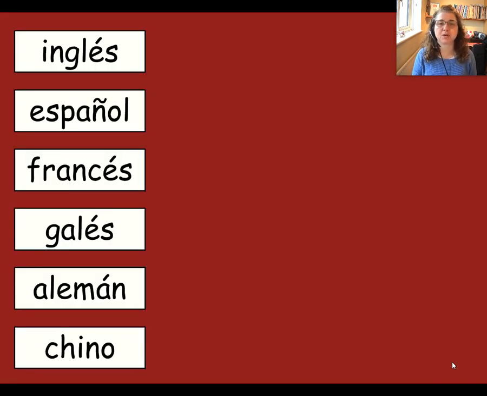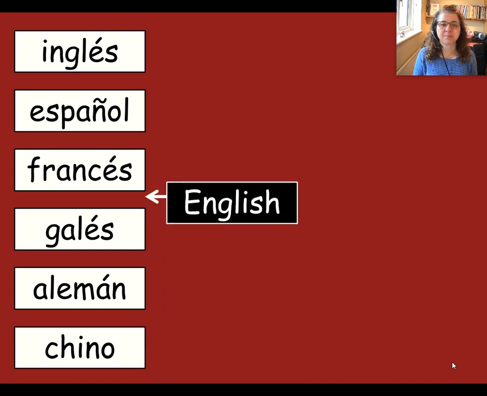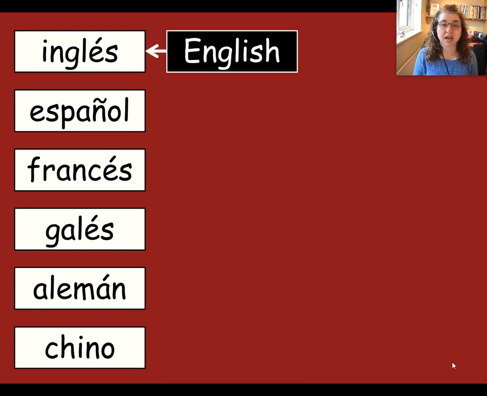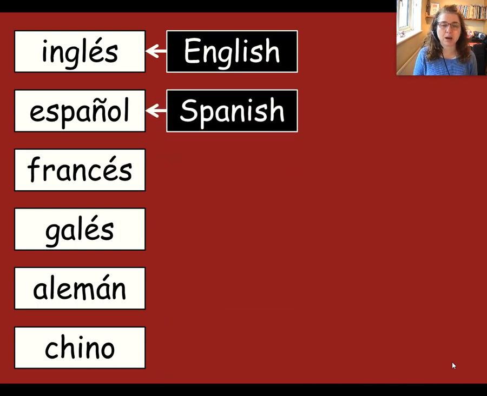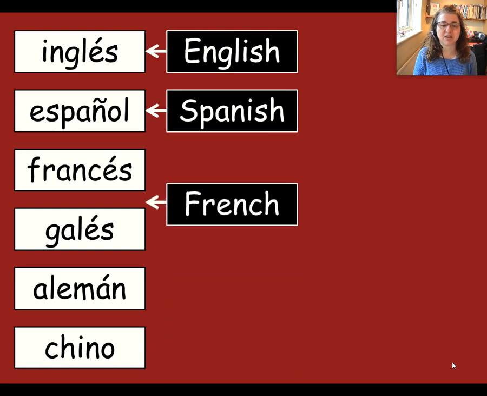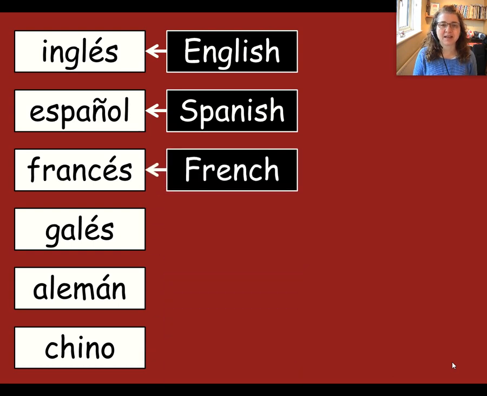Here's the languages that we've been using up to now. Let's just make sure we can remember what these mean. So first of all, Inglés. Inglés. Which language is that? That's right, that's English. And Español, easy one there. Spanish. How about Francés? Right, that one is French. What about Galés? Galés.